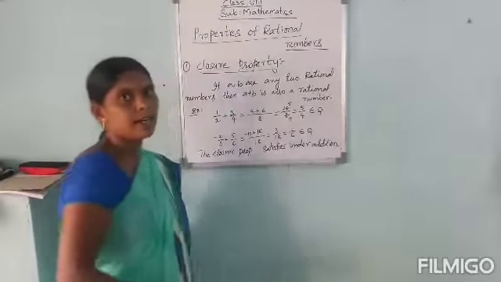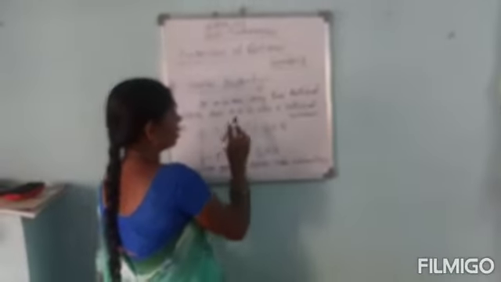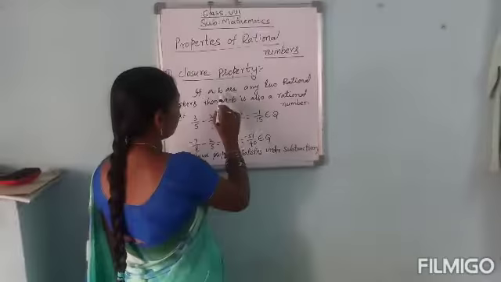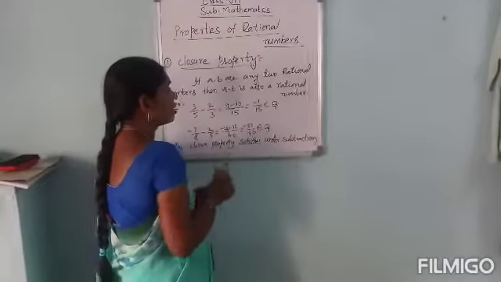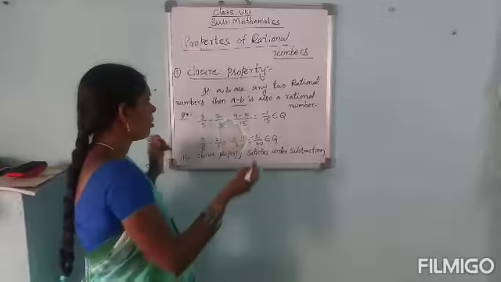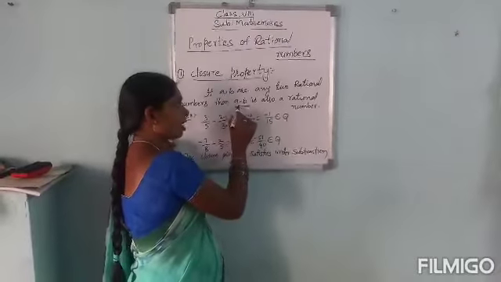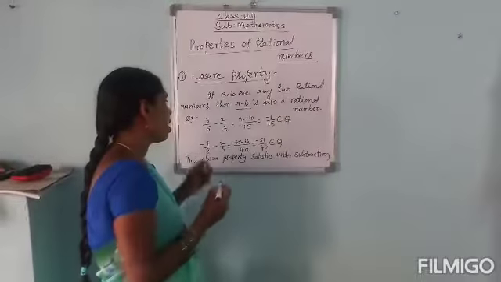Do you understand? Yes. Same, does the closure property hold under subtraction or not? We have to check. If a and b are any two rational numbers, then a minus b is also a rational number. In the previous example, we discussed that a plus b is also a rational number. Now a minus b is also a rational number.